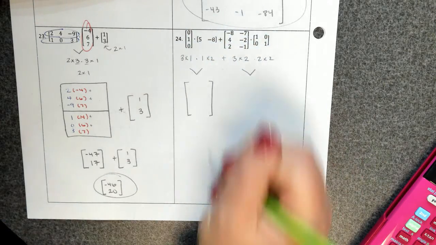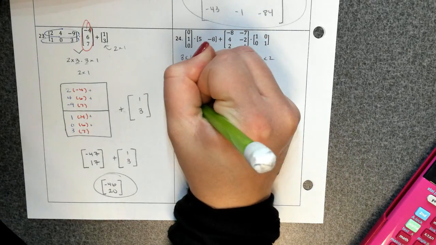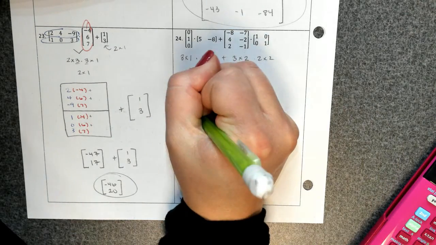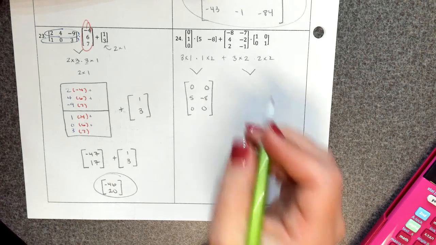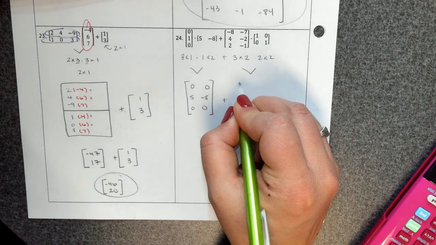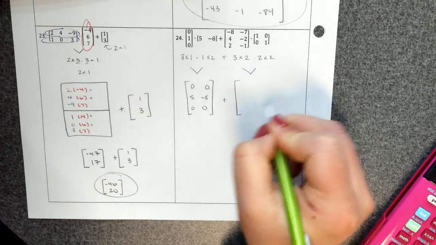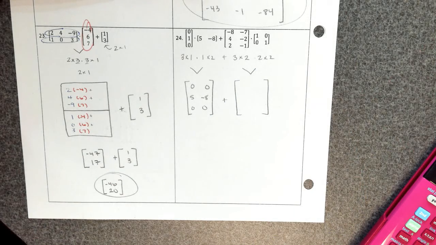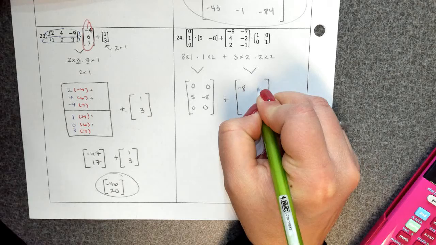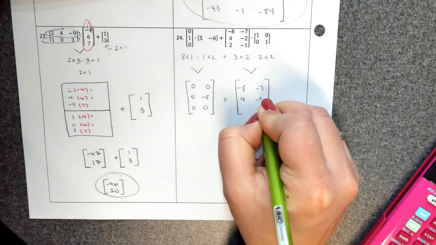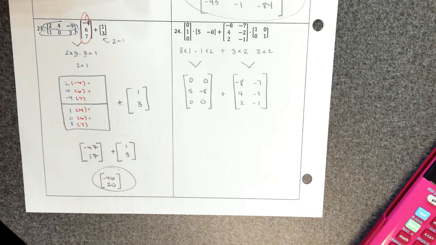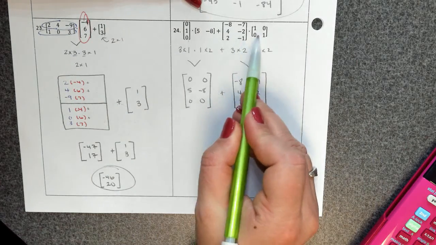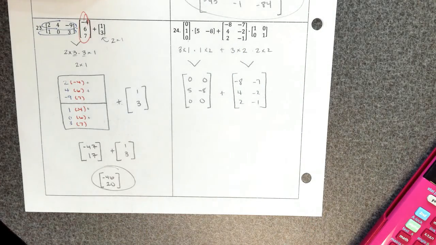I'll show you what that answer is. It looks like this. So when I multiply the first two, that would be the answer I get. Plus, when I multiply the second two, I also get a 3 by 2. And it looks like this. Will I be able to add those two matrices together? Because PEMDAS tells you that you have to do the multiplication before you can add those together.